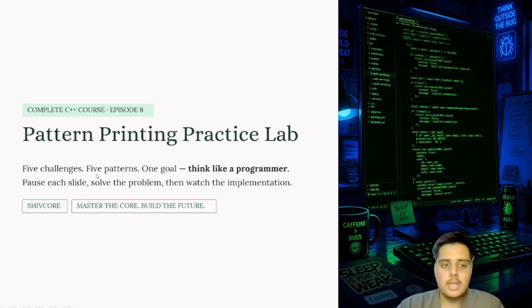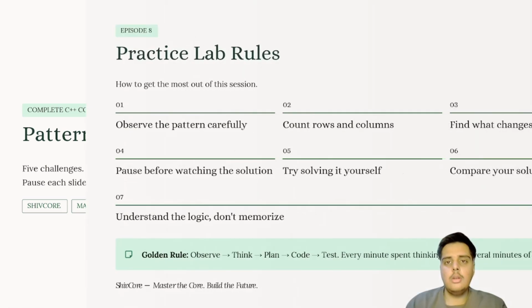So 5 challenges, 5 patterns, 1 goal. 5 challenges are for the initial half and then 5 more for the later half, which will all be covered in this series only. So think like a programmer, pause each slide, solve the problem, then watch the implementation. As you know, Shivcore: master the core, build the future.